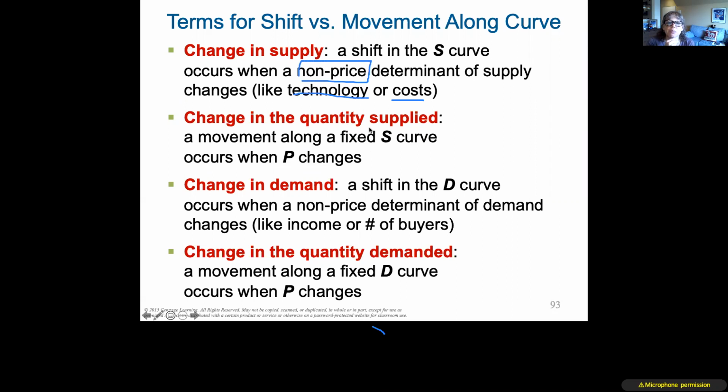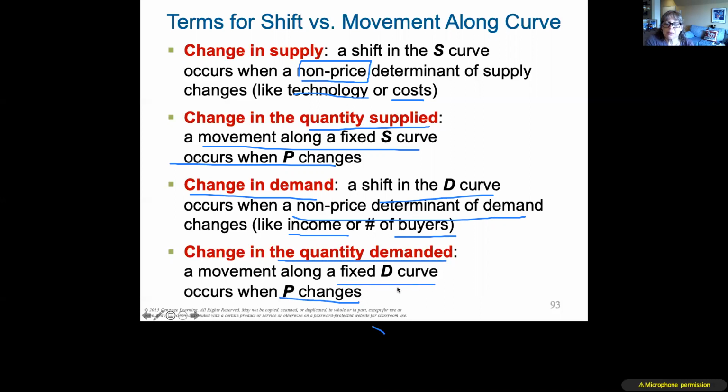Change in the quantity supplied. So literally shifting the supply curve. I'm sorry. A change in quantity supplied is literally moving along the supply curve. I'm sorry, I was thinking of the next slide. I was getting overanxious. Change in demand is a shift in the demand curve that occurs from non-price determinants. Income, number of buyers, substitutions. A change in the quantity demanded literally means you move along the demand curve because of price.